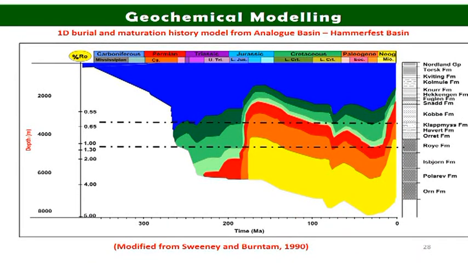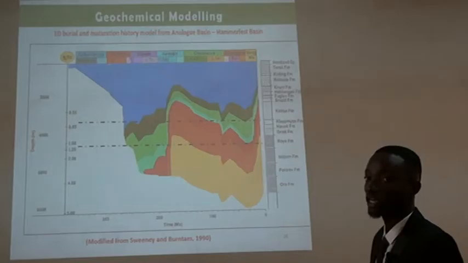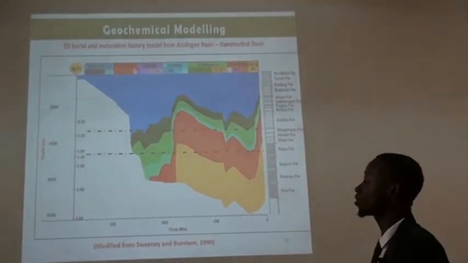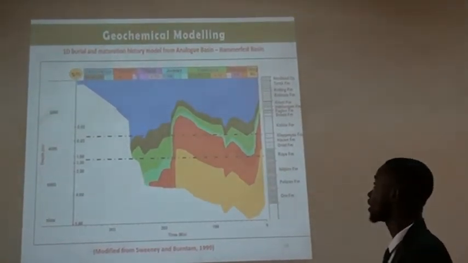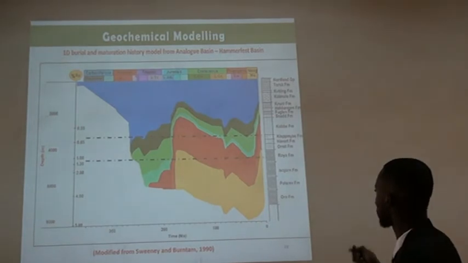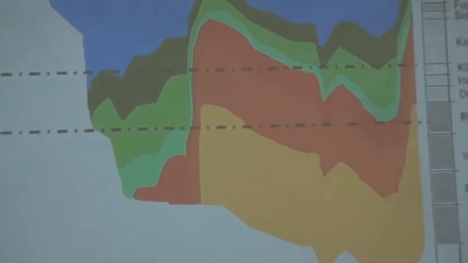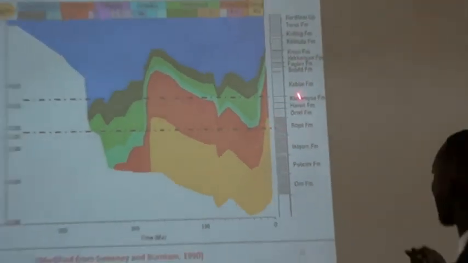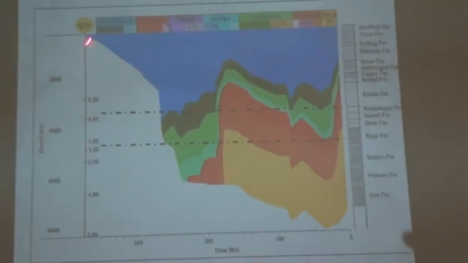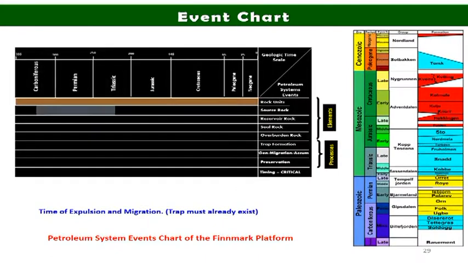Here on slide 28 is the geochemical model, a 1D burial history model for a basin that is analogous to the basin of interest, and its name is the Hammerfest Basin. Over here on the right, we can take a look at all the different formations seen here, and it should interest us to note that these broken lines represent values that tell us concerning hydrocarbon maturation. So we can see obviously that our Harvest formation, that's the major hydrocarbon source, falls within this very important bracket of values as relates to the vitrinite reflectance.